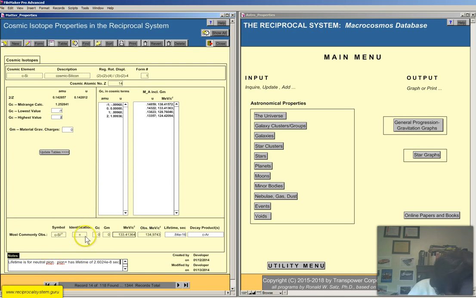Yeah, pion, so that's what that is. So this is a pion. That's pretty important. Cosmic silicon is the pion. And these are the different masses involved. Cosmic phosphorus. Let's see what else is interesting here.